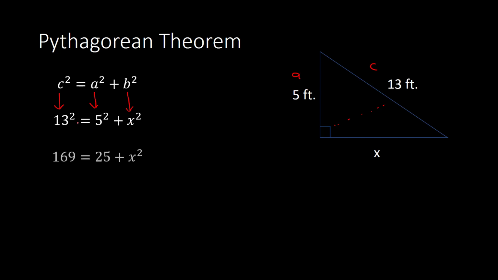13 squared is 169, 5 squared is 25, and then we need to solve for x. So to solve for x, I need to get rid of the 25 and get rid of the squared to get x by itself. So to do that, I subtract 25 over. So now I have x squared equals 144, and then I can take the square root of both sides to get rid of the square. When I take the square root of both sides, on the left we have an x, and on the right we have the square root of 144, which would give me 12.